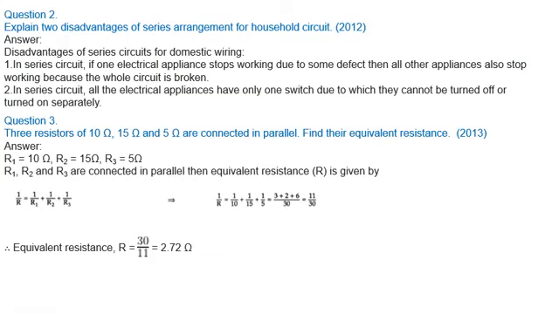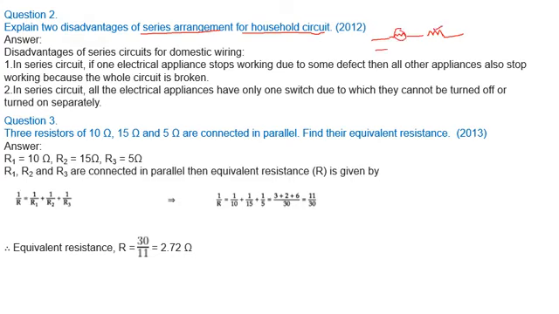Coming to the next question, explain two disadvantages of series arrangement for household circuit. We know that if I arrange two things in series, in this case, if one gets fused or something goes wrong with one appliance, the other is not going to work. So this is one of the drawbacks.